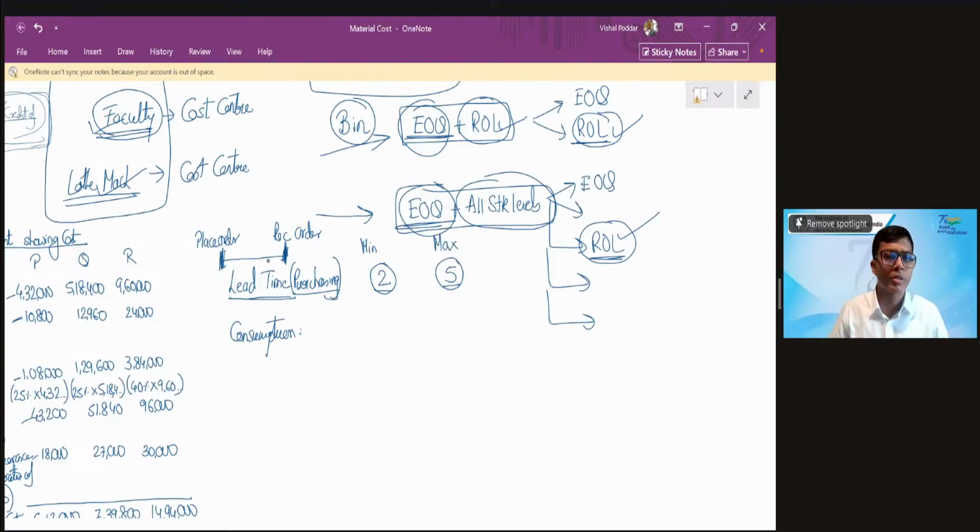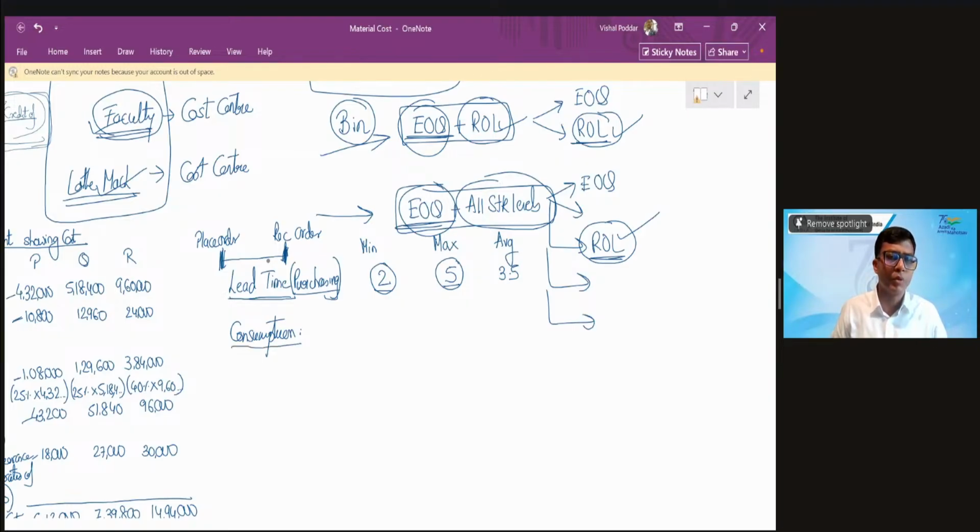And then you are smart enough to know that whenever there is minimum and maximum, your maths always says, okay, tell me what is the average. And average we know it is maximum plus minimum upon 2. So here it will be something like 3.5. So what is lead time? It is the time gap.